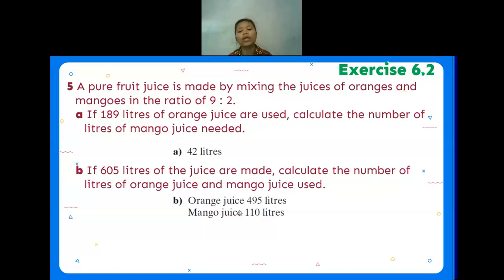And then for the orange juice, we can just do the ratio, which is 9. 9 times 55 will be equal to 495. And then the mango is 2. 2 times 55 will be equal to 110.